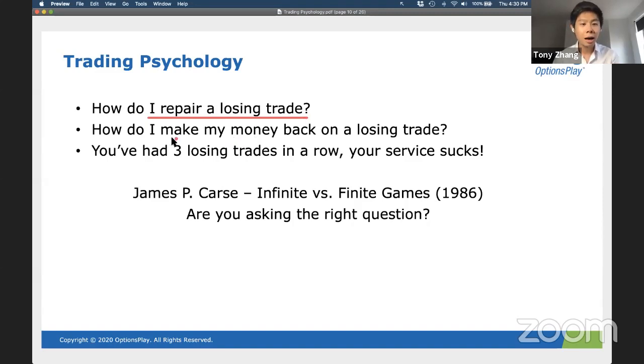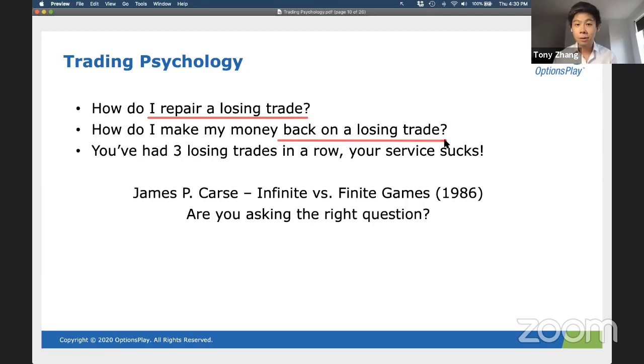Another question is, how do I make my money back on a losing trade? Remove yourself from the losing trade. The trade is done. You've lost money on that trade. Move on to the next trade. Don't let the losing trade cloud your judgment on the next trade. That's what ends up blowing holes in your account.